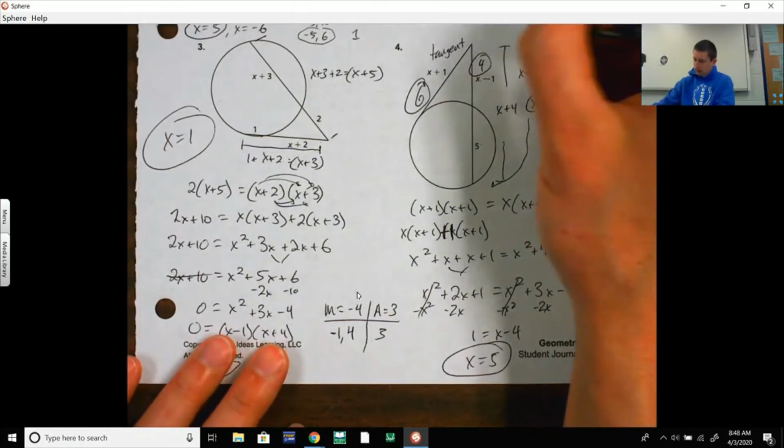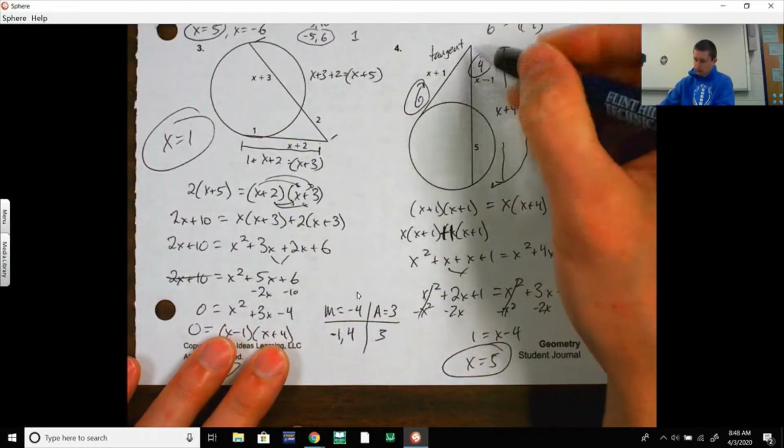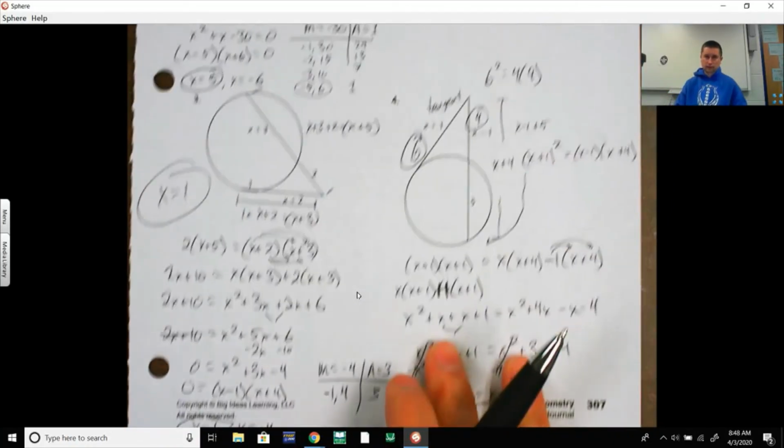So you can check it. Does 6 squared equal 4 times 9? 4 times the total length, and yes, 36 equals 36. There we go.